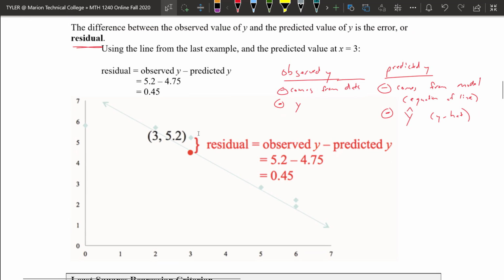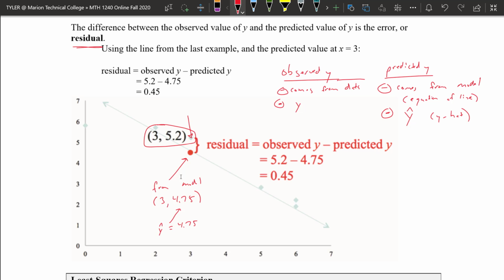So if I look at this graph here, the scatter diagram, this red dot came from the model, right? This was the question we just did on the bottom of the last page. We plugged 3 into my equation and got an output, a y value of 4.75. So that 4.75 value, that's my y hat, the predicted y value for x equals 3.